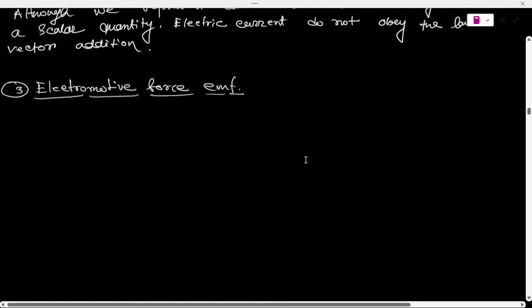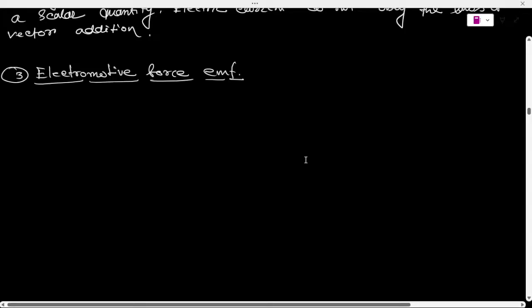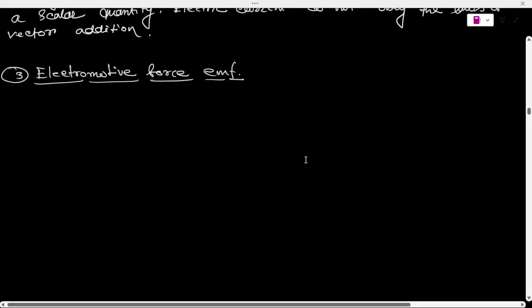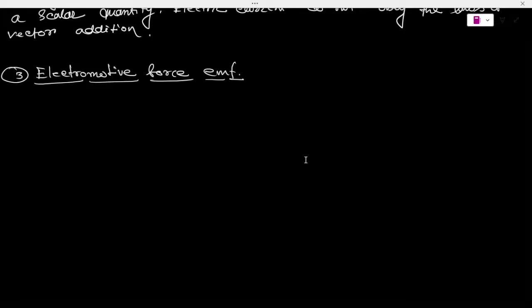So here, electromotive force. The EMF of a source may be defined as the work done by the source in taking a unit positive charge from the lower potential terminal to the higher potential terminal, or it is the energy supplied by the source per unit positive charge.